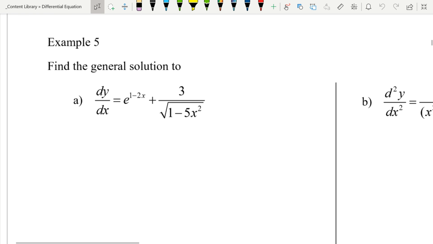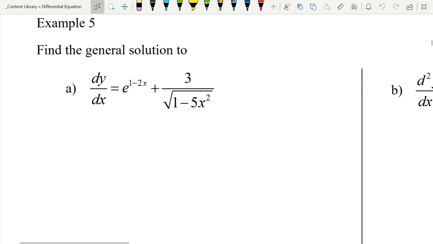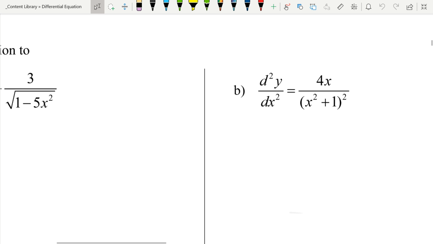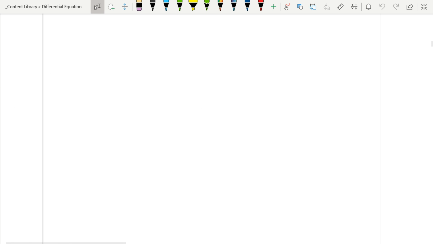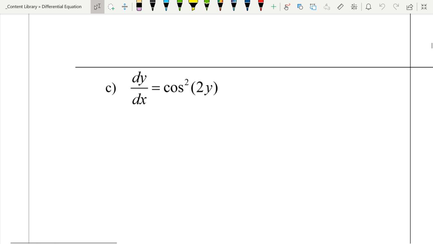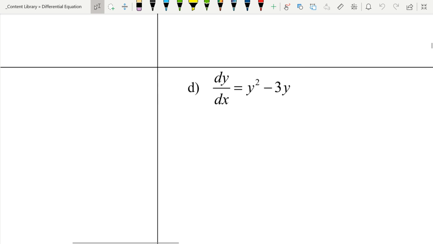Okay, so basically, for example, the first one, we have dy dx. That's a differential equation. We have the equal sign, we have the derivative, and we have that in terms of x. Or we have a second derivative, that's the second order derivative, and we have the whole thing in terms of x as well. Or we have dy dx, a first order differential equation, but the right hand side is in terms of y. That's in terms of y.